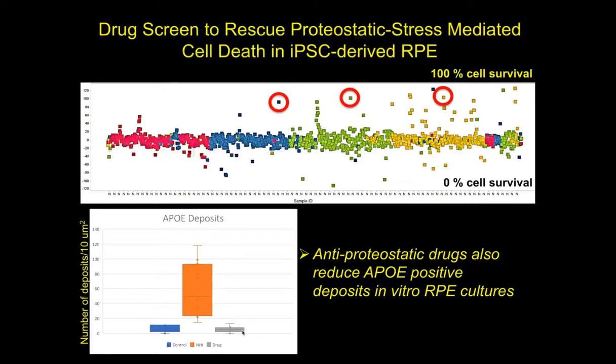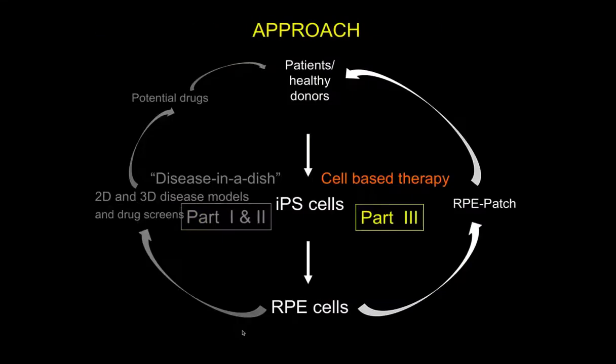So that's the first part of my talk, showing you utilization of 2D and 3D disease models to both understand disease and these pathways in a dish, but also to do drug testing and drug discovery, potentially for novel drugs. But now in the second part of my talk, I want to switch gears and talk about cell-based therapy.